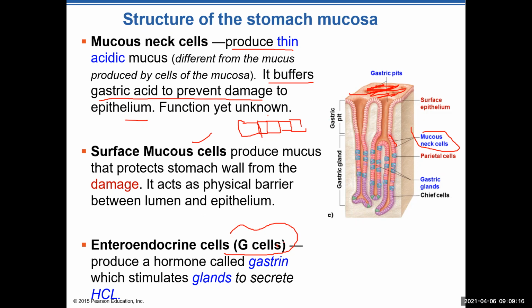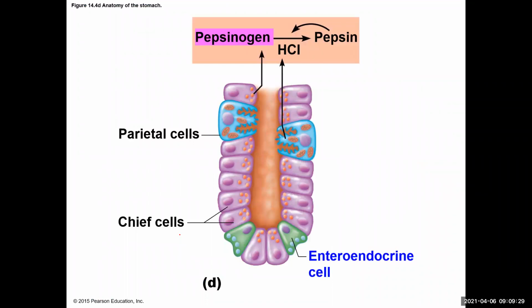And then we spoke about the G cells, how they stimulate the production of hydrochloric acid. They act on the parietal cells, and they also control the motility of the stomach, right? That's what we spoke about.